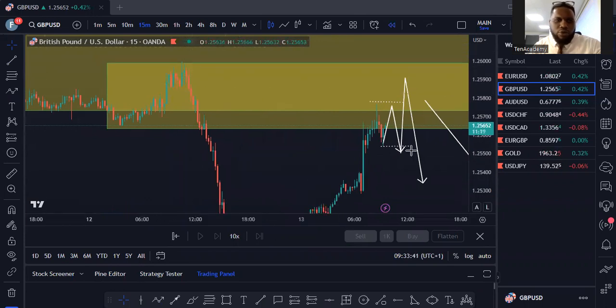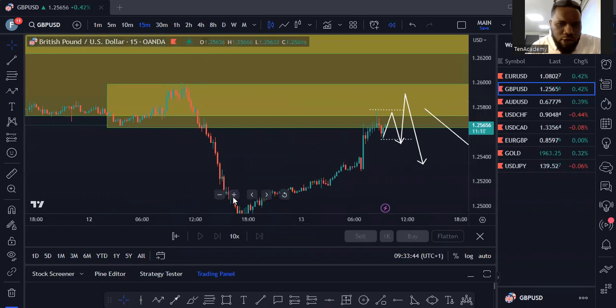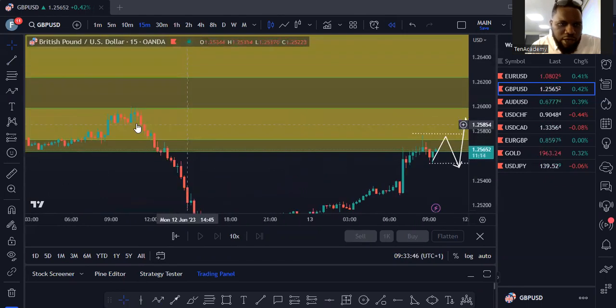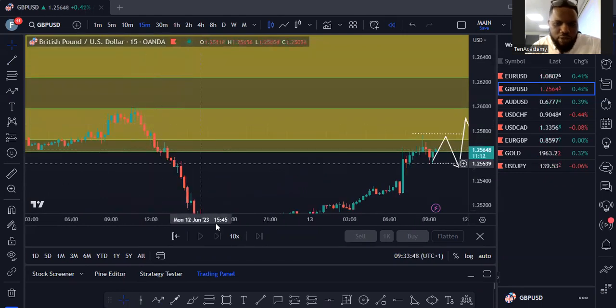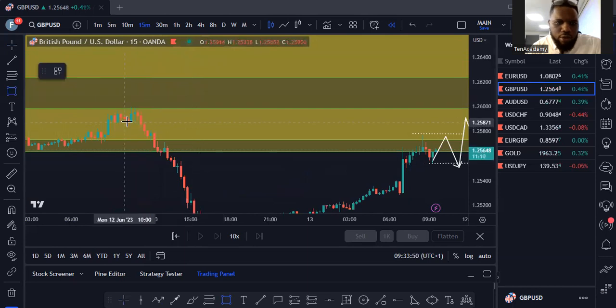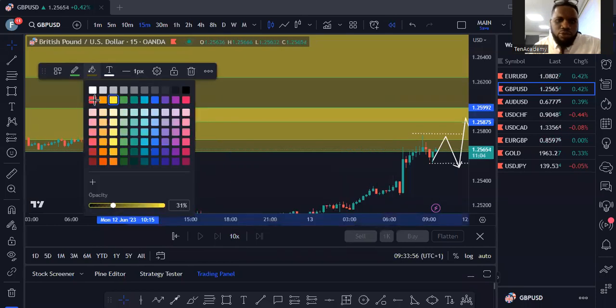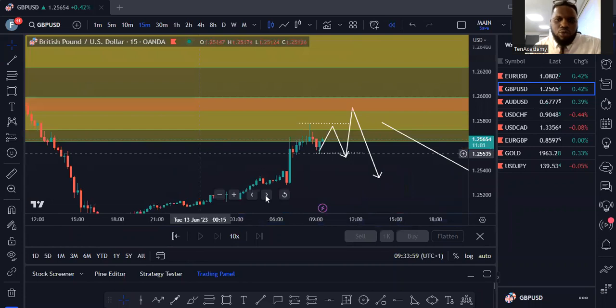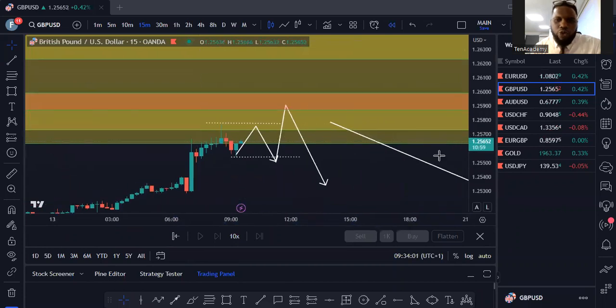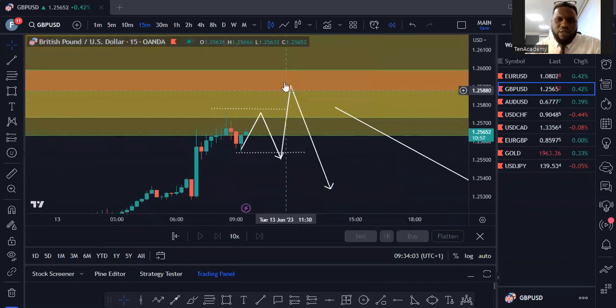Hold on, let me bring out something. So I have a supply here that has not been mitigated. Let me make that red. So inside that zone is where I'm looking to sell. But before I sell here, I'm looking for a double top to form. So right now, there's no double top yet. So you want to wait for that double top to form.